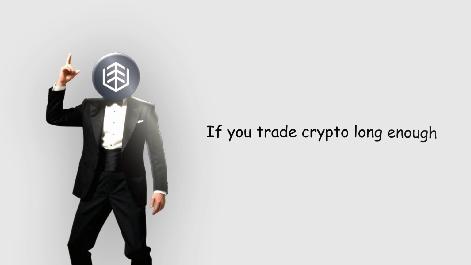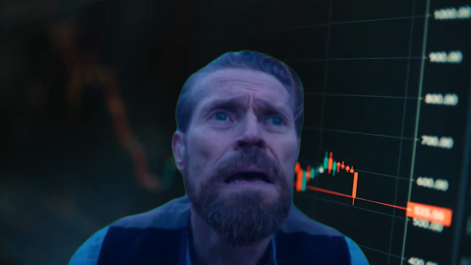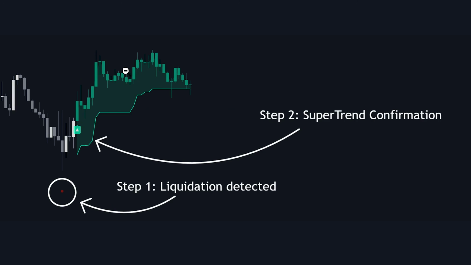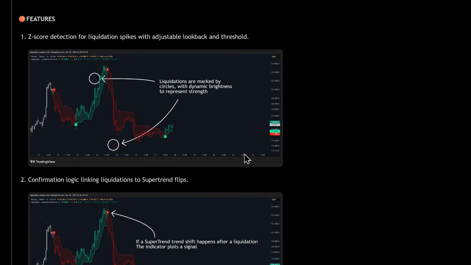If you trade crypto long enough, you'll eventually watch a brutal candle nuke through everyone's stop, only to snap back and sprint in the opposite direction without you. That kind of move is often driven by liquidations, traders getting forced out of their positions, not calmly choosing to close them. The problem is, most charts don't show you where that panic is actually happening, or when it's strong enough to flip the trend.